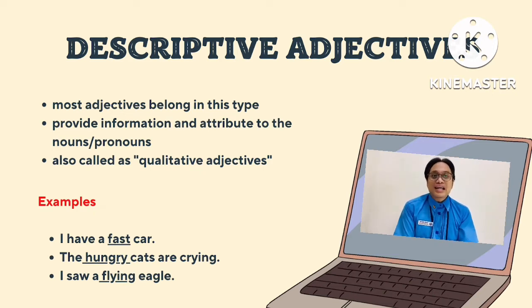Okay? The third example is, I saw a flying eagle. So the descriptive adjective used in that sentence is the word flying that describes the action of the eagle, or it describes what kind of eagle. So it is a flying eagle. In the sentence, I saw a flying eagle, the adjective used there is flying that describes the action or the kind of eagle.